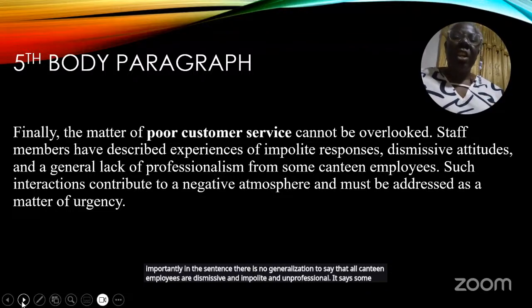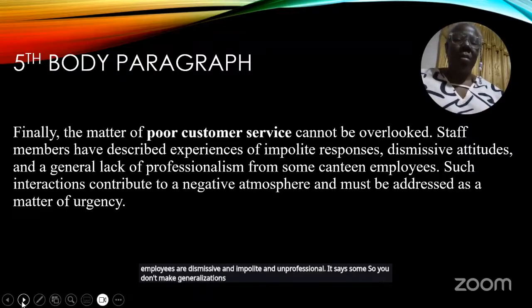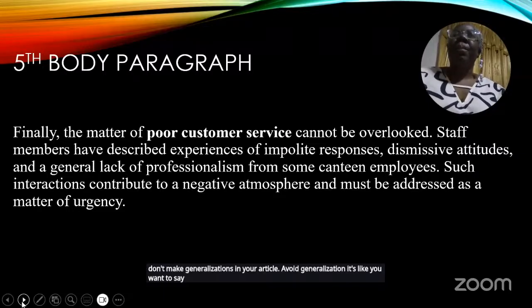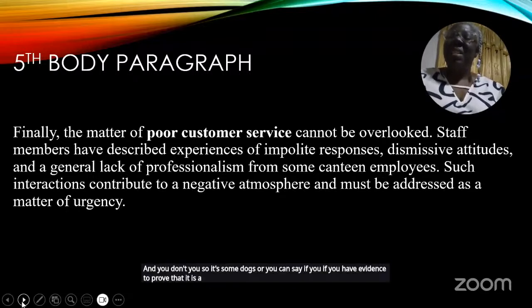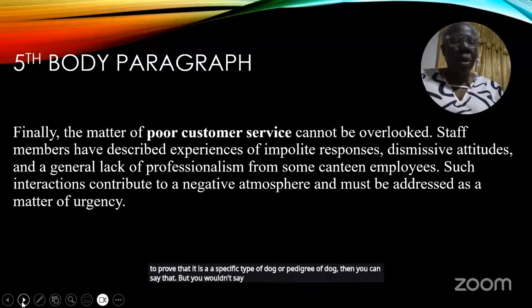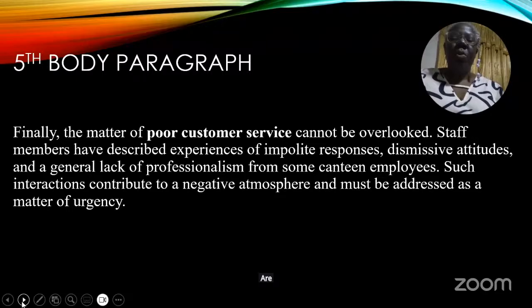So you don't make generalizations in your article. Avoid generalization. It's like you want to say dogs are dangerous, or all dogs attack their owners. And you know that is not true. That's a general statement. You say some dogs, or if you have evidence to prove that it is a specific type of dog or pedigree of dog, then you can say that. But you wouldn't say all dogs, because all dogs are not aggressive to their owners.